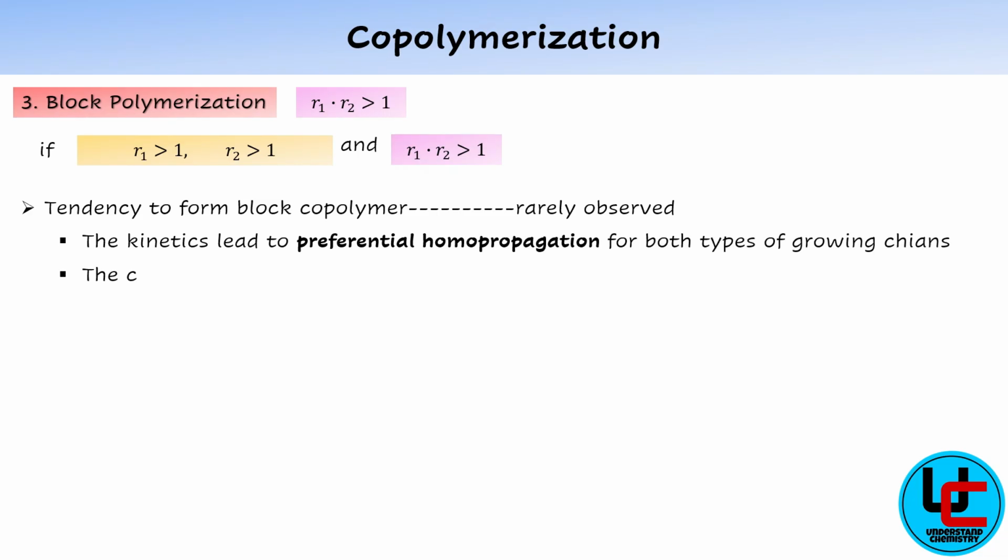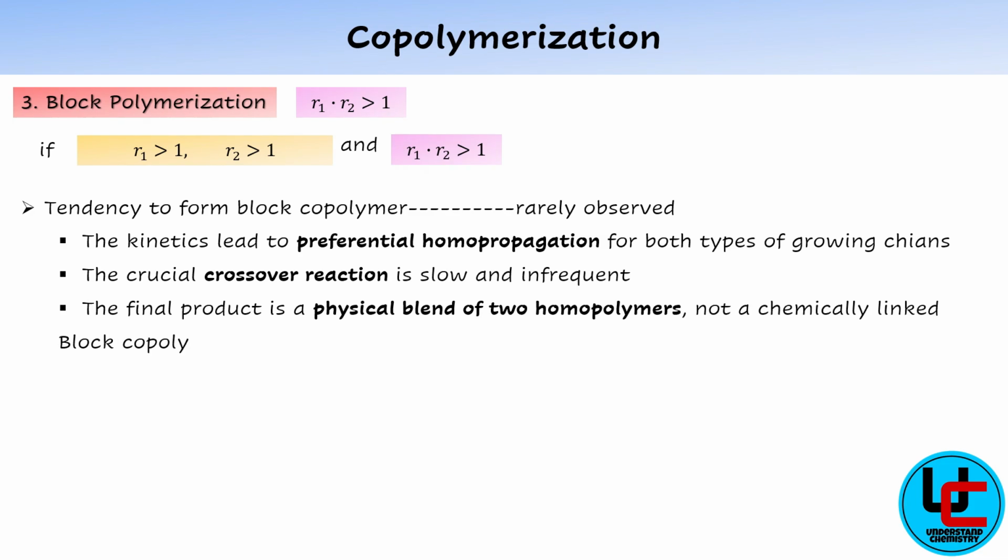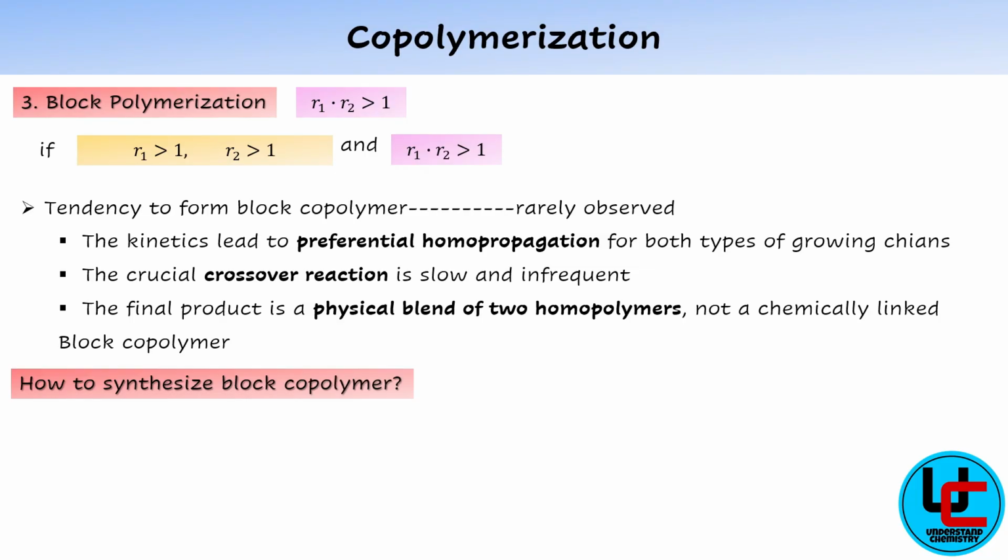In practice, we often see that each growing chain favors its own monomer, and the crossover reaction, where one monomer starts adding the other, is slow and inefficient. As a result, instead of forming a chemically linked block copolymer, we end up with a physical blend of two separate homopolymers. So then, how do we actually synthesize block copolymers?